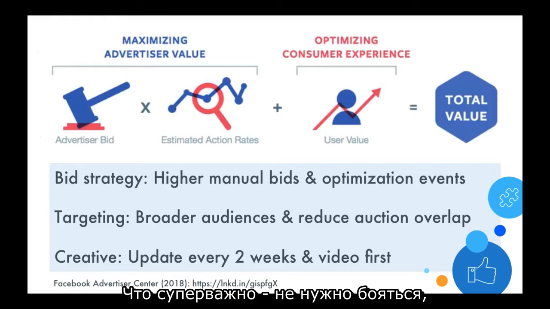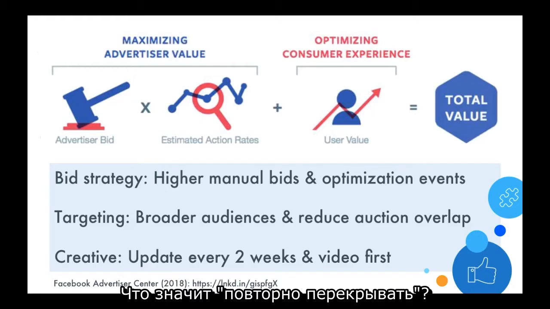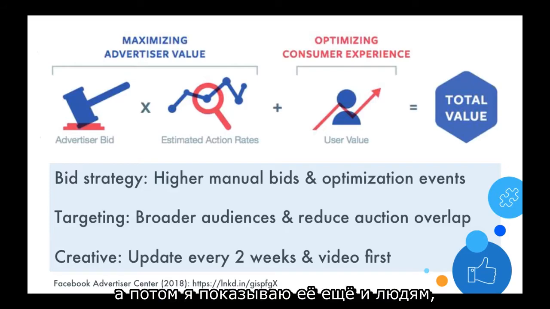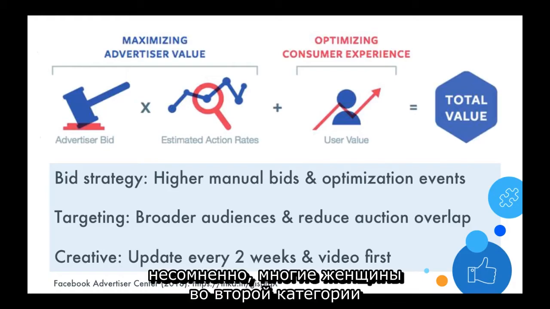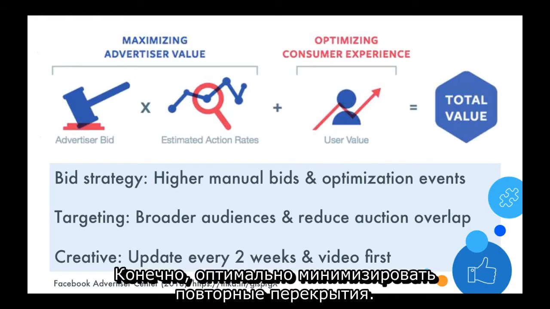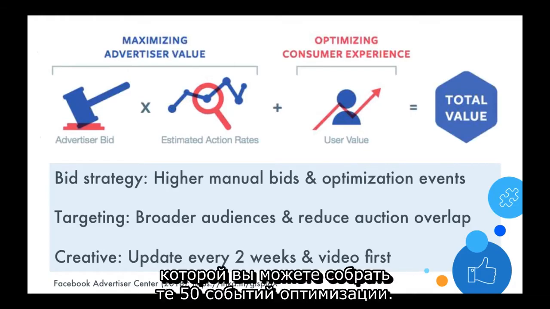What is super important is that we also don't want auction overlap too much. What does auction overlap mean? Well, if I show my ads to women in Barcelona, and then I also show my ads to people that are interested in fashion in Barcelona, well, apparently there are many women in the second audience as well, and therefore there will be an overlap. And of course, it would be optimal to reduce this overlap and rather combine it in one ad set where you can collect those 50 optimization events.